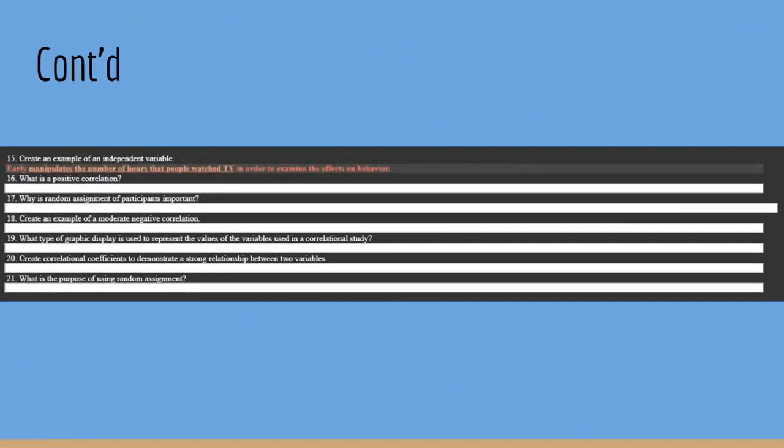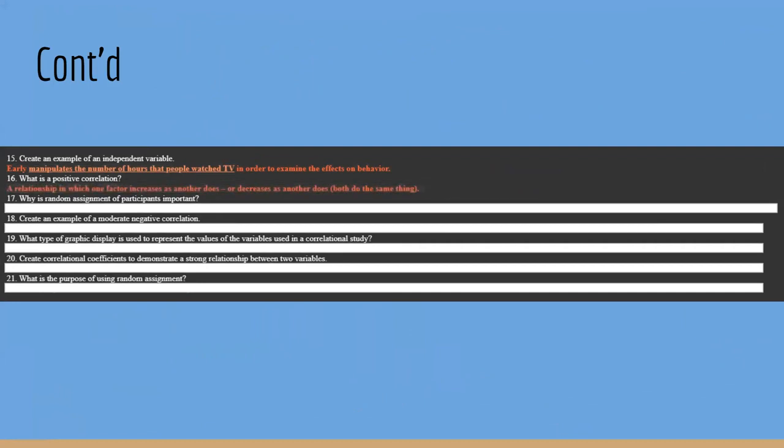All right, and here's the last seven. Create an example of an independent variable. Early manipulates the number of hours that people watch TV in order to examine its effects on behavior. What is positive correlation? A relationship in which one factor increases as another does, or decreases as another one does. Both do the same thing. Like I told you, usually you're not going to see decreases as one does, because usually you would only look at that in a different science class, like chemistry. But in psychology or statistics, you usually just think of it as the X increases.